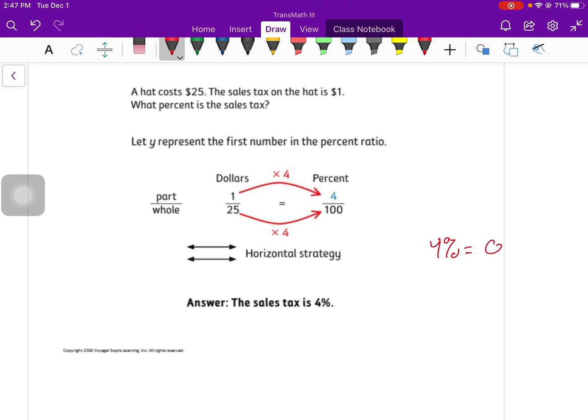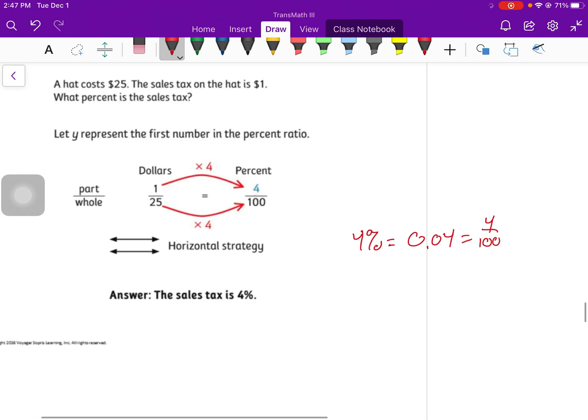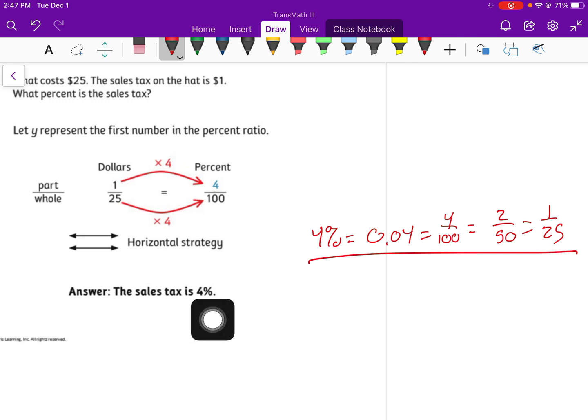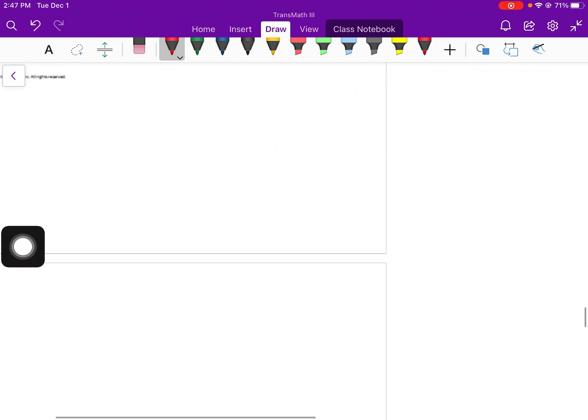4% is equal to 0.04 is equal to 4 over 100. Okay, is equal to 2 out of 50, is equal to 1 out of 25. These are all equivalent ways of writing the same thing. The question is asking for sales tax as a percent, so this is what you're going to use. In the future, you may end up having to use the fraction or the decimal form. You need to be able to go back and forth between fractions and decimals and percents.